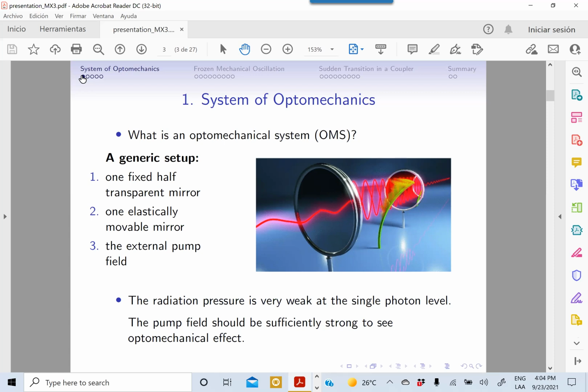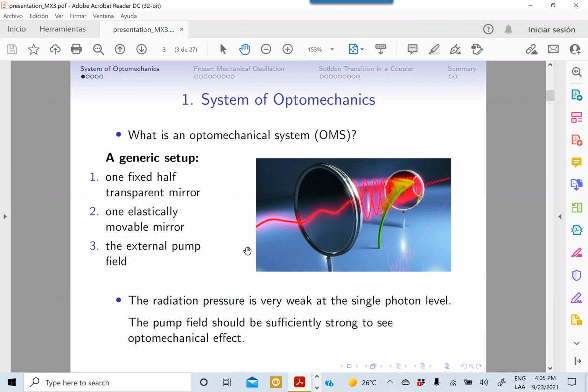An optomechanical system is actually a very simple setup. It consists of 3 elements. The first one is a fixed mirror, a half transparent mirror. The light can go through the mirror in both ways, from both sides. If we send a light through it, some of the light can enter the mirror, some of it will be reflected. Anyway, it must keep a little bit of transparency. This mirror must be fixed in our setup.